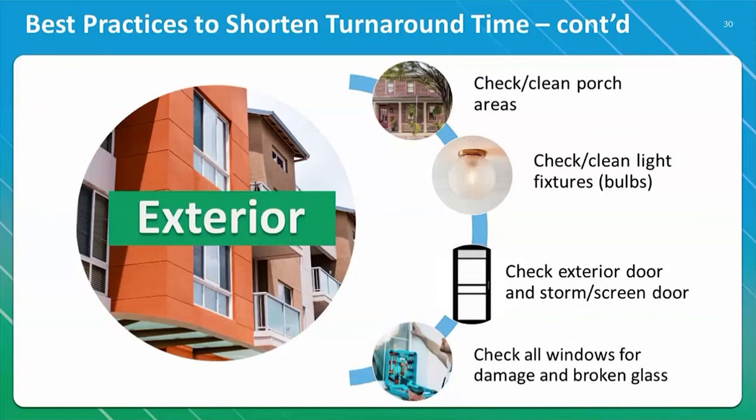Exterior, big stuff. Check and clean porch areas if you have them, if not the front door. Of course, clean the light fixtures and have functioning bulbs. Screen doors or doors in general: are they functioning? Are they closing? Are they keeping the pests out? Look at the strips that you may need to add. And then, of course, all the windows, damaged and broken glass for the exterior.